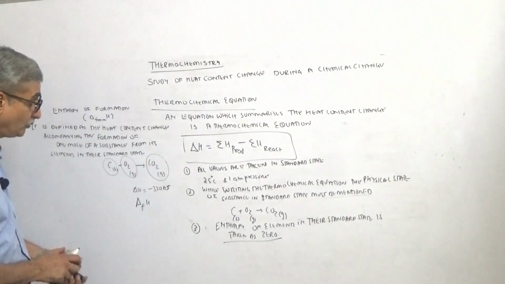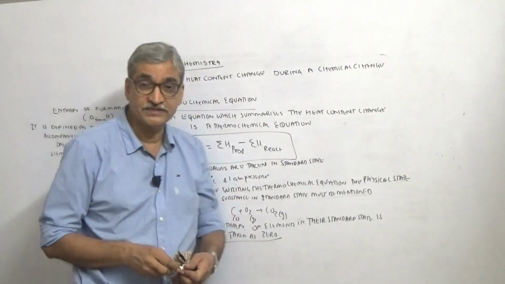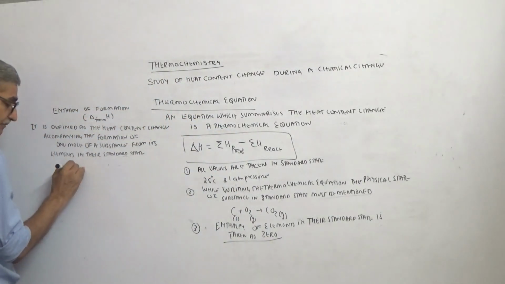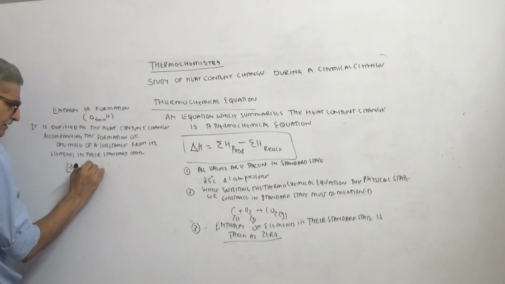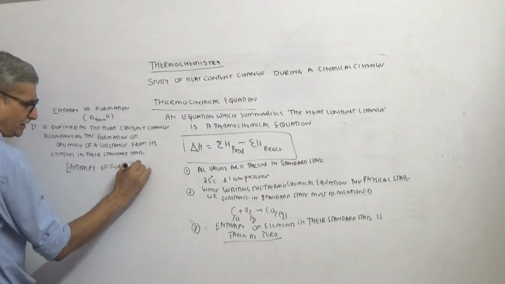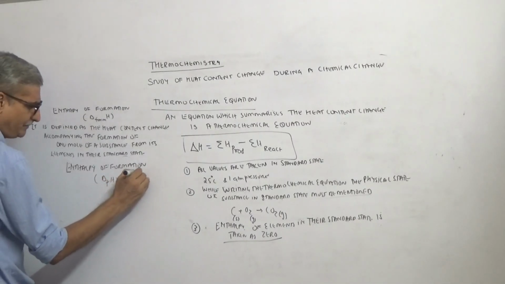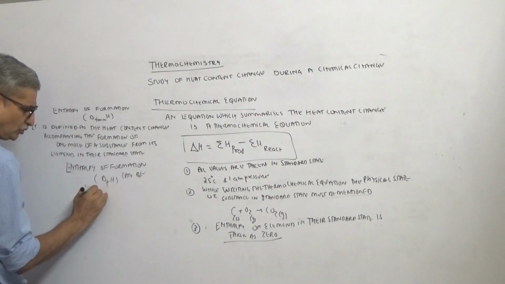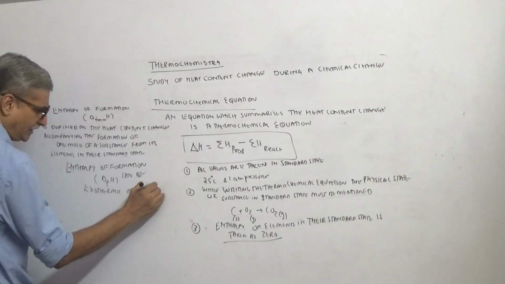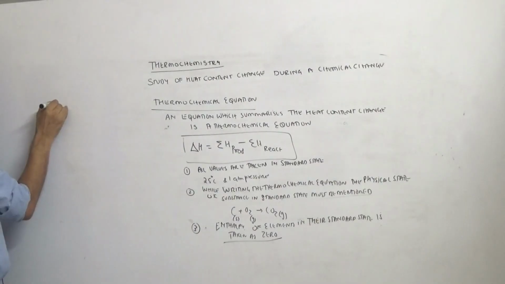Now one more thing I have to tell you: sometimes students get into the habit of thinking enthalpy of formation is always exothermic. No. Enthalpy of formation, delta formation H, can be exothermic or endothermic. Both are possible.